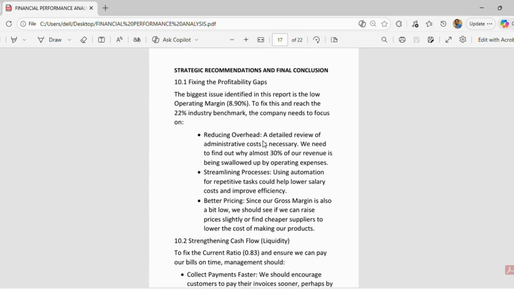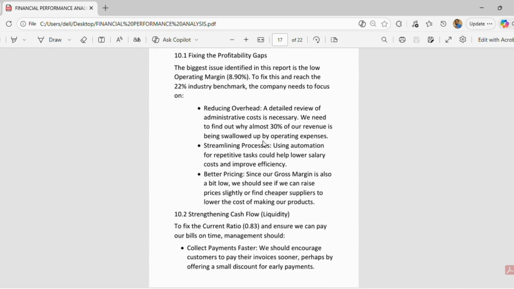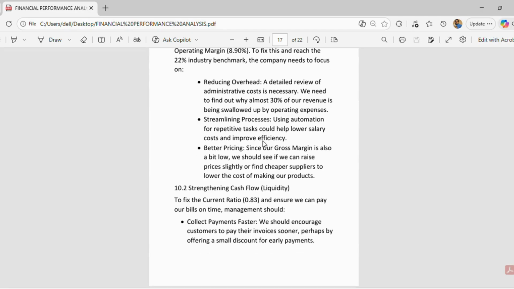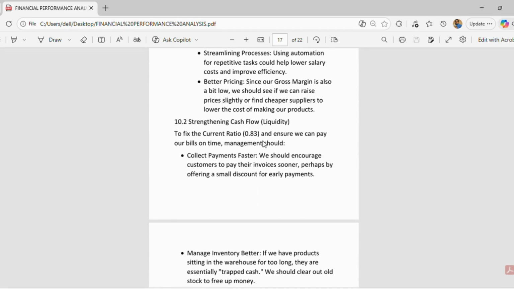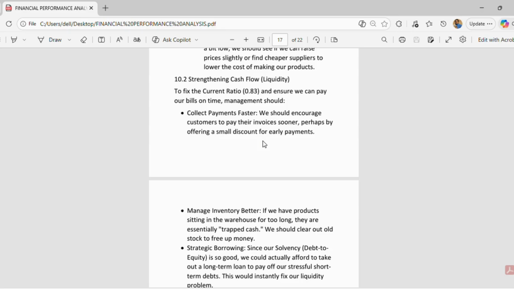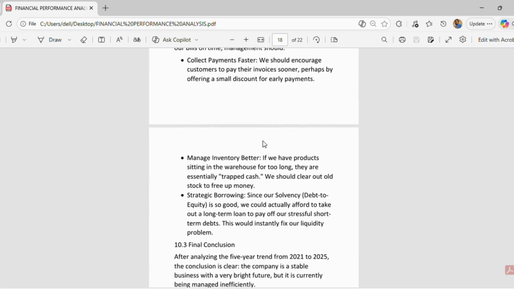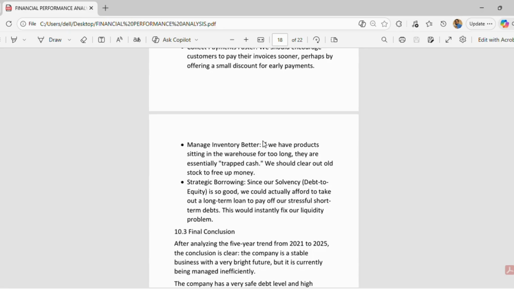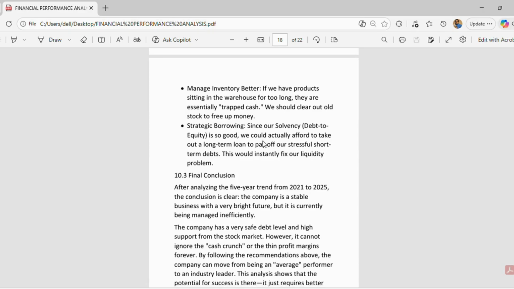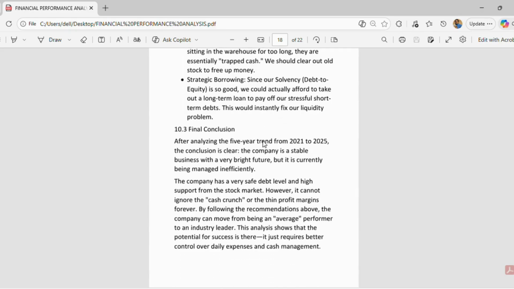Then my recommendations and final conclusion. To fix these issues, I recommend two main things in my report, that is, cut costs. They need to reduce their office administrative spending to stop leaking money. Manage cash better. They need to collect payments from customers faster to fix their cash crunch. Then use loans wisely. Since they don't have much debt, they could take out a long-term loan to pay off stressful short-term bills.